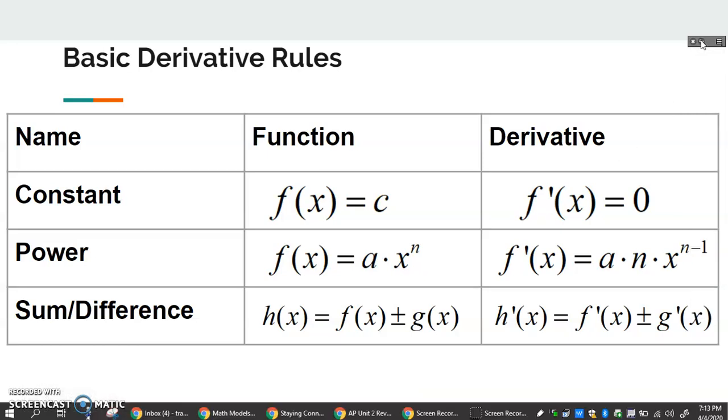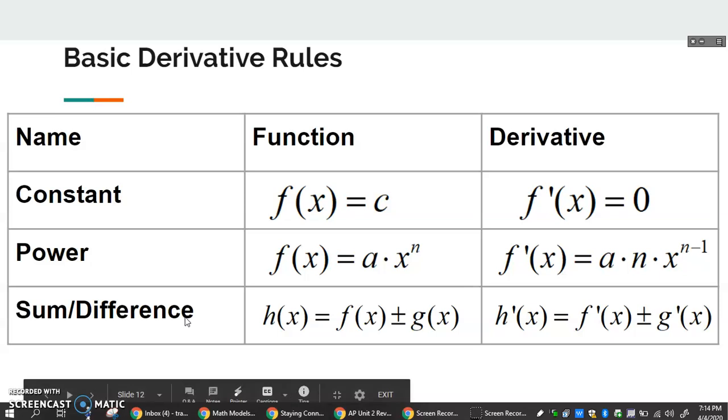Then we got into the basic derivative rules so that we wouldn't have to keep using the definition of the derivative over and over and over and over again. The constant rule says that if your original function is a constant, the derivative is 0. Power rule says if you can write the original function as a power, then you just bring the exponent, multiply it in front, and then drop the exponent by 1. And you're allowed to add and subtract derivatives. So if one function is equal to f plus g or f minus g, the derivative of that function would just be f prime plus g prime or f prime minus g prime.